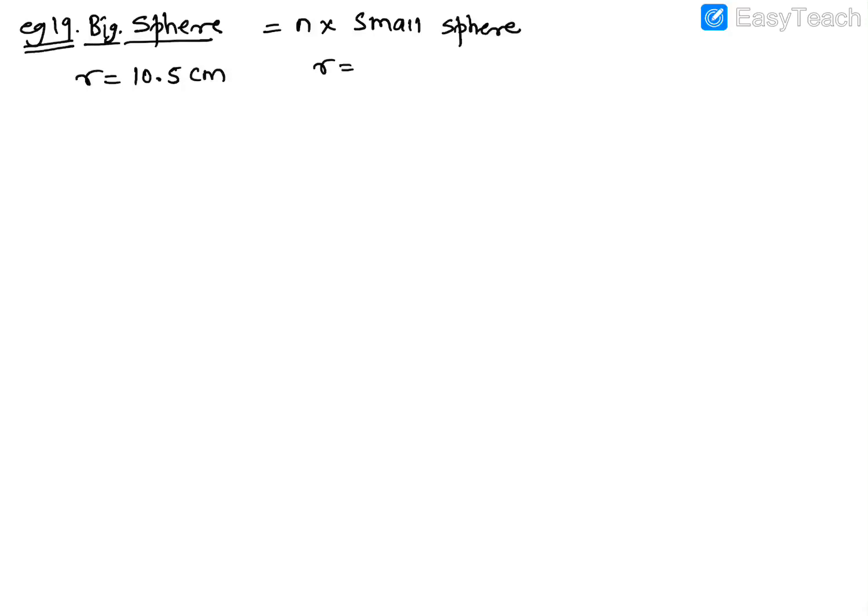So the radius of this is equal to 3.5 centimeters, smaller radius, and height is equal to, okay guys, there is a mistake. This is a small cone, not sphere. So its radius is 3.5 and height is equal to 3 centimeter. You have to find the number of cones that can be formed. So we'll make this capital R. Let this be capital R.